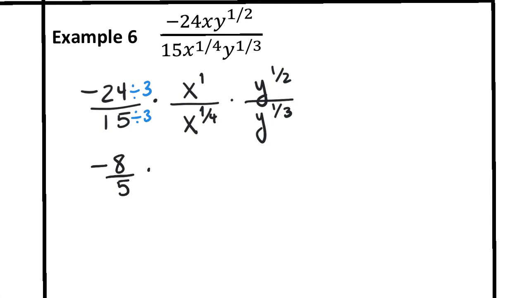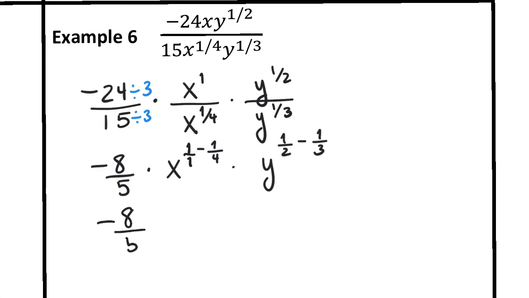Then I have the x's, the exponents are going to subtract, so it's 1 minus 1/4, times y to the 1/2 minus 1/3. Okay, so I have two fractions that are subtracting. So this 1 minus 1/4, it's like a 1 over 1. And so I'm going to bring down the negative 8 over 5.